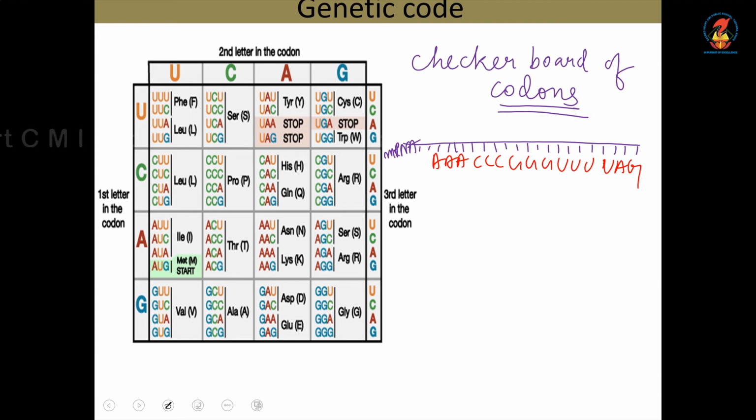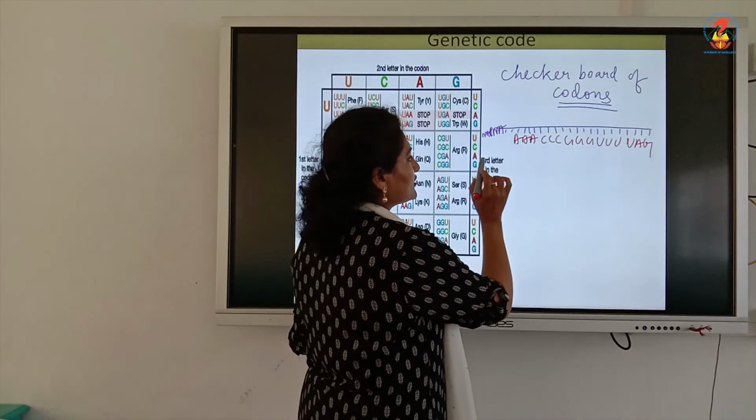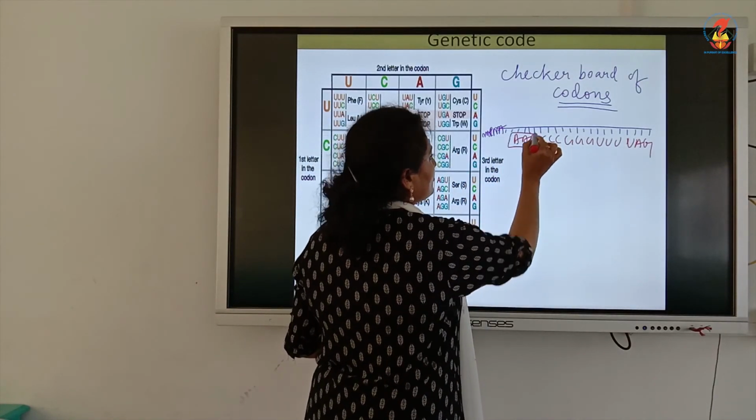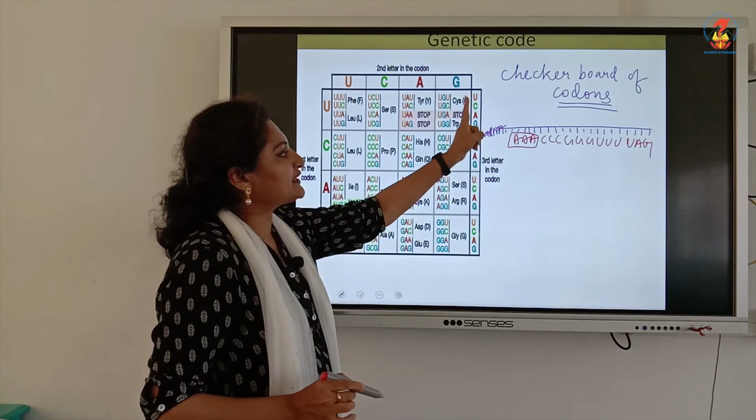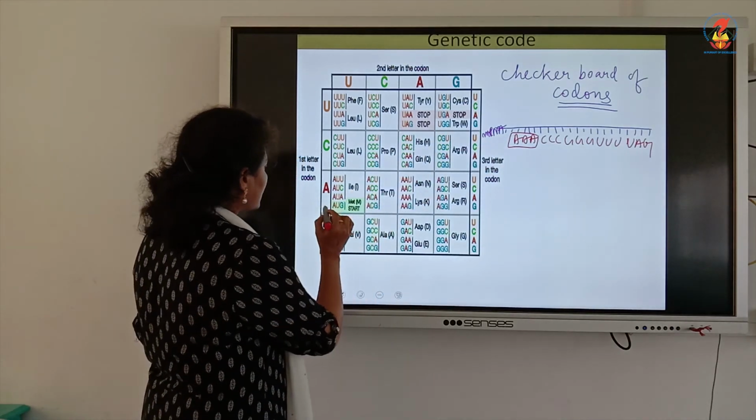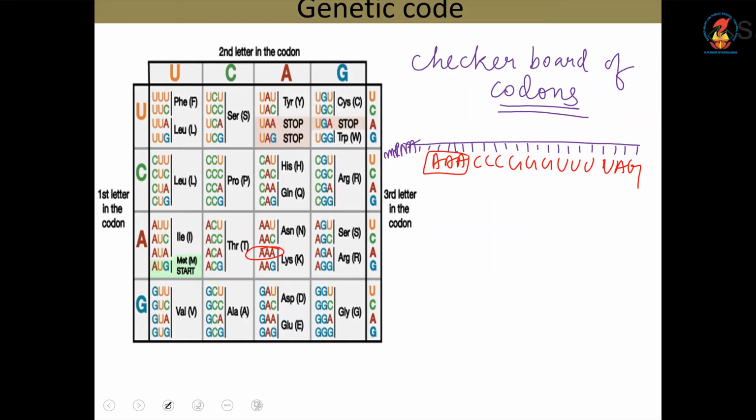Now I am going to make use of this checkerboard. Now look at the codon. The first codon is AAA. So I want to know which amino acid is going to come at AAA. So cross check AAA, where? Here, AAA. So which is the amino acid? So what is going to come here? Lysine. Which amino acid? Lysine. Next codon is CCC.